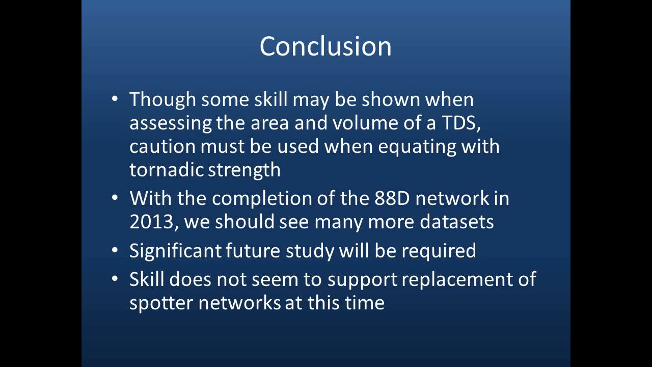And of course, significant future study is really going to be required with this. The skill does not seem to support the replacement of spotter networks. The big thing that you're going to have to think about is, again, that radar indicated tornado versus the tornado. We know people react differently, whether it's a radar indicated tornado versus a spotter, something indicating the tornado is actually there. But how do we get that across in warnings as well as other products to the public based upon this new data set? So that's everything.